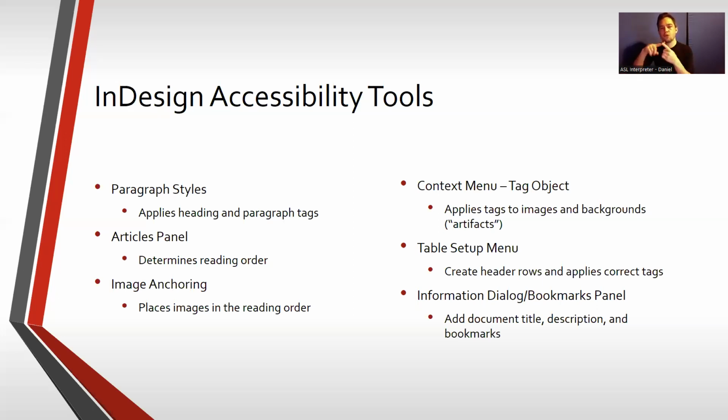And then finally, the document properties and bookmarks panel, adding that title and the description. And if you're making a really long document, you put in some bookmarks because you want to make sure people have the ability to skip that. That's just useful in general for anyone. That's not particular to accessibility. It's just a better user experience.